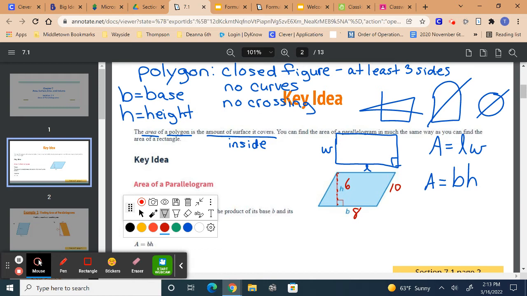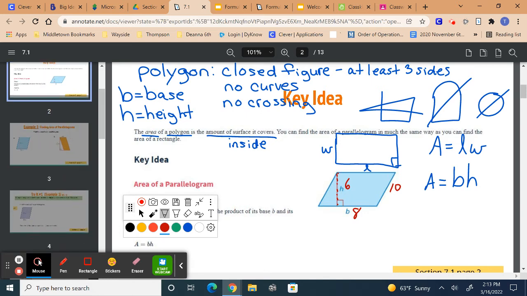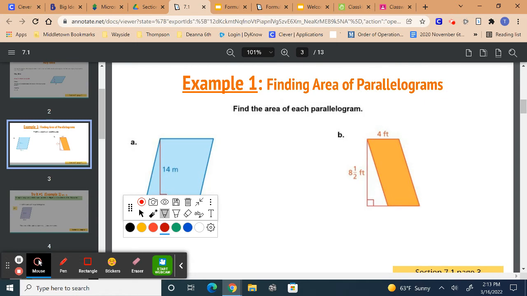So when you're finding perimeter, would I need the 6? No. Do you see why you need something and sometimes you don't? So they're going to give you a lot of numbers. Sometimes you're going to need all of them. Sometimes you don't. Okay? So be careful. All right. You ready to try some? Let's write example 1.